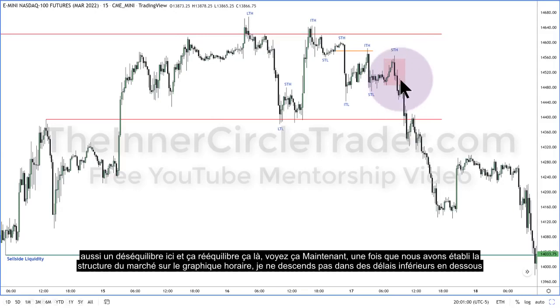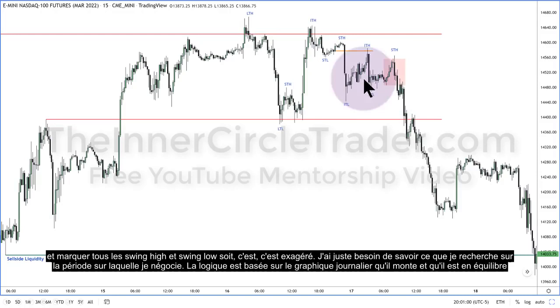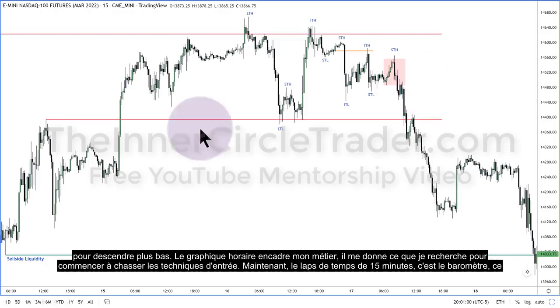See that? Now, once we establish the market structure on that hourly chart, I'm not going down into the lower time frames below it and marking out all the swing highs and swing lows either. That's overkill. I just need to know what I'm looking for on the time frame I'm trading on. The logic is based on that daily chart that it's going up into this imbalance to go lower. The hourly chart frames my trade. It gives me what I'm looking for to start hunting entry techniques.